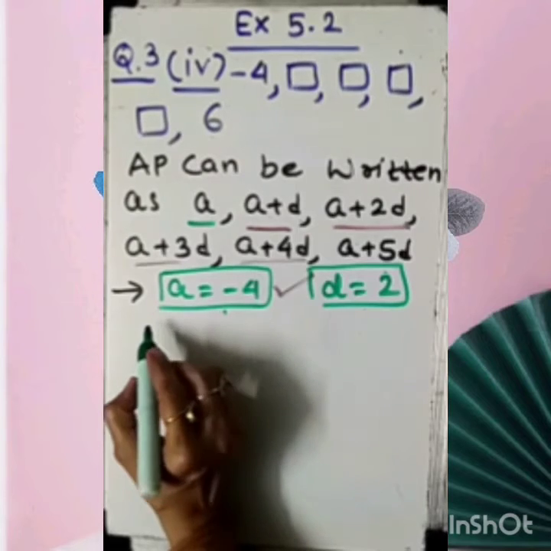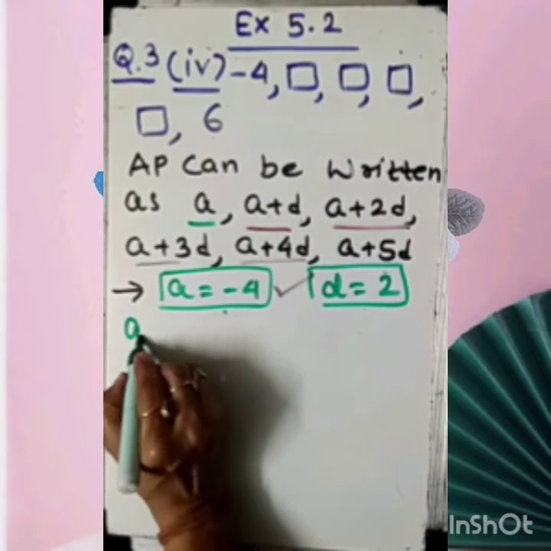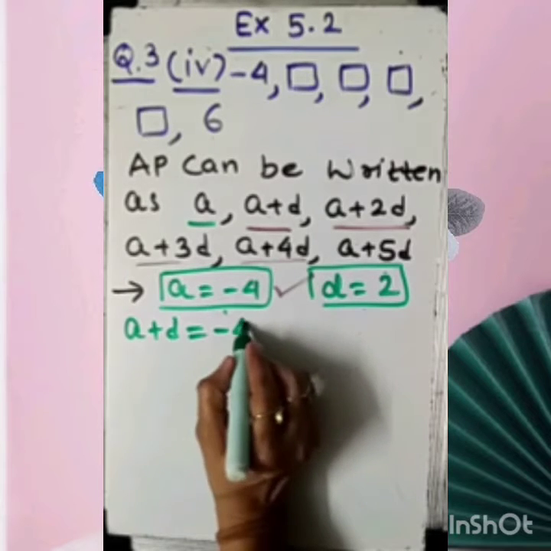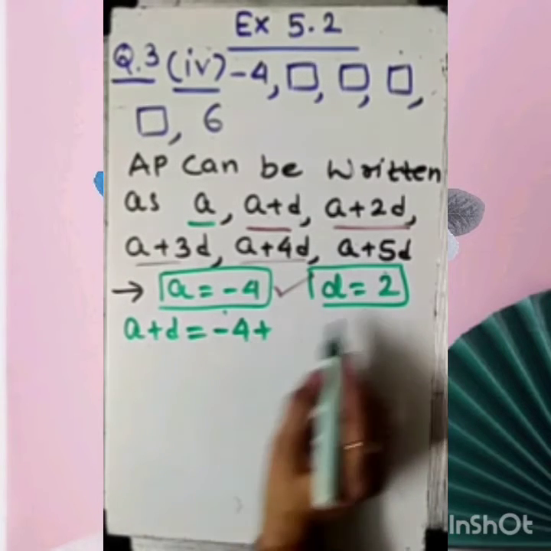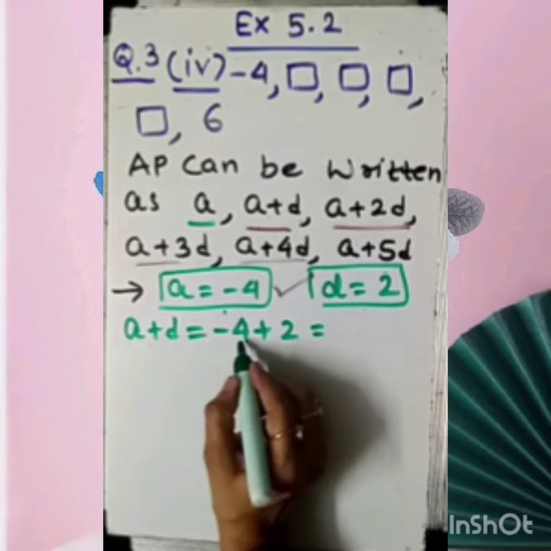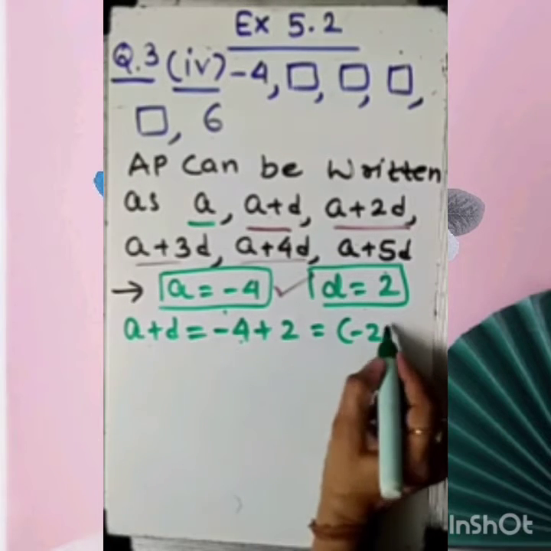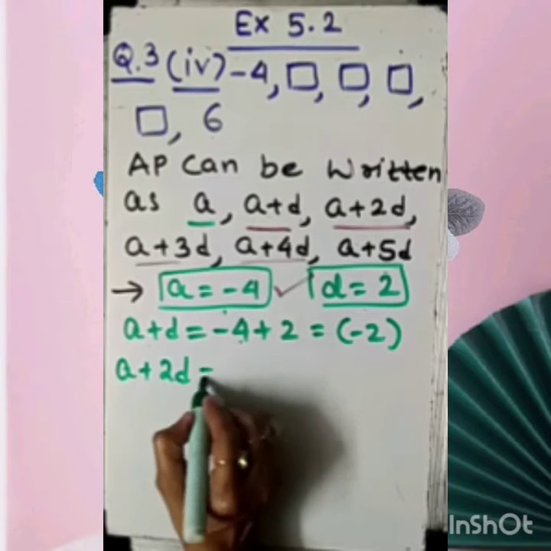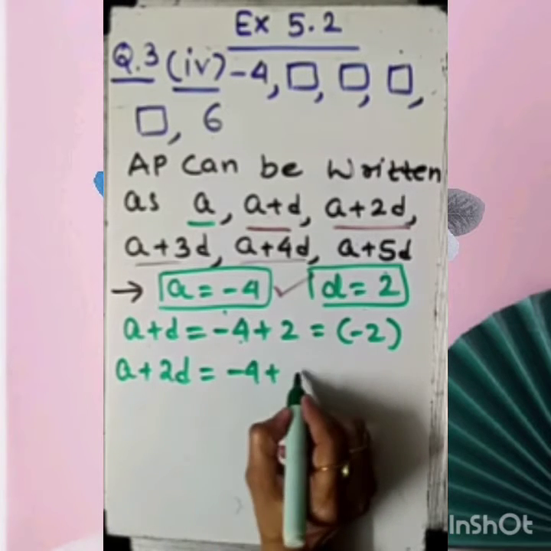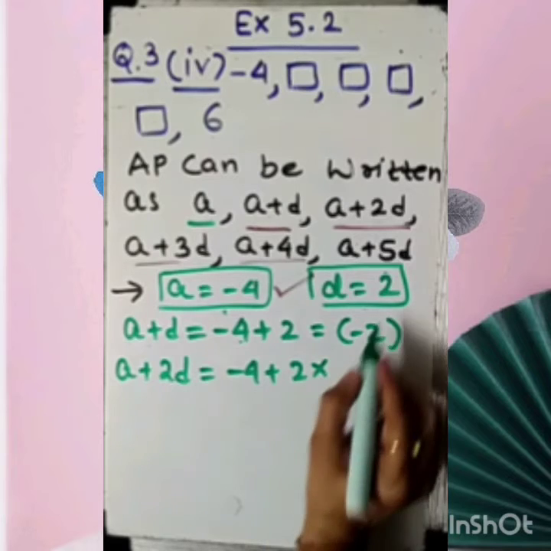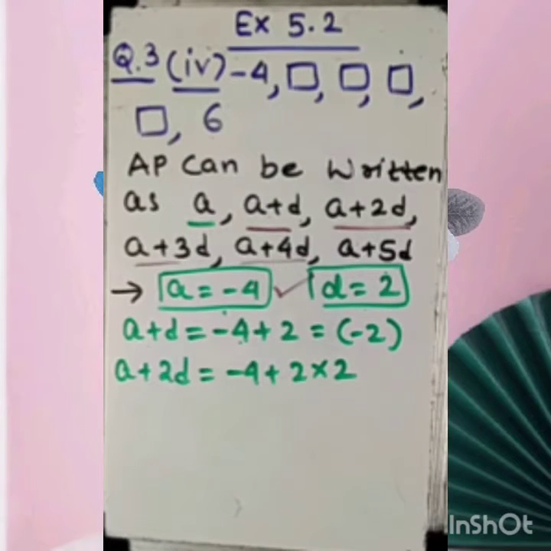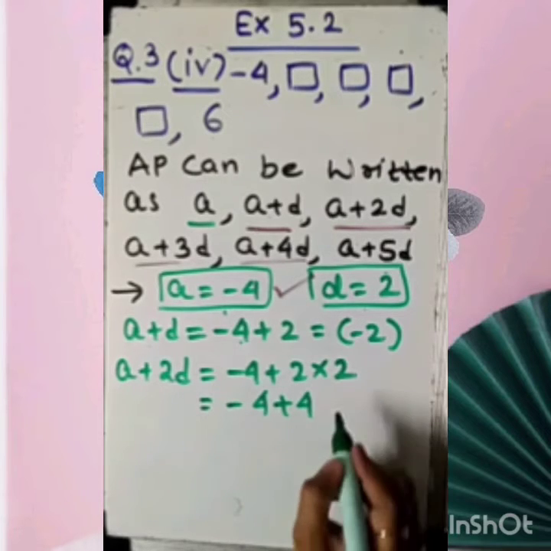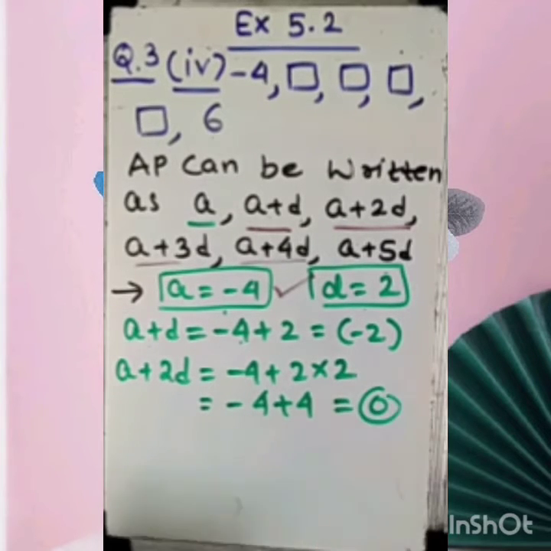Now we want to find A plus D. So let's substitute its value: -4 in place of A and this is 2. -4 plus 2 is -2. Similarly, A plus 2D, that is -4 plus 2 into D. D means 2 here. So 2 twos are 4, -4 plus 4, that is coming 0 here.